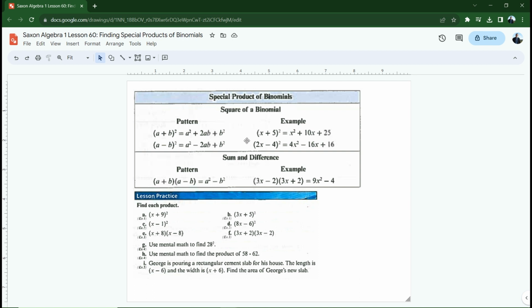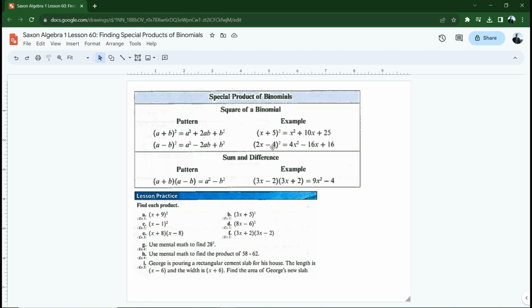Now, if I would have FOILed this, what would it have been? x times x is x squared. x times 5 is 5x. This 5 times x would be 5x. So it's going to be 5x plus 5x or 10x. Plus 5 times 5 is 25. Foiling this would give me the same results, but following the special pattern gives me a quicker result. And that's what this is all about.